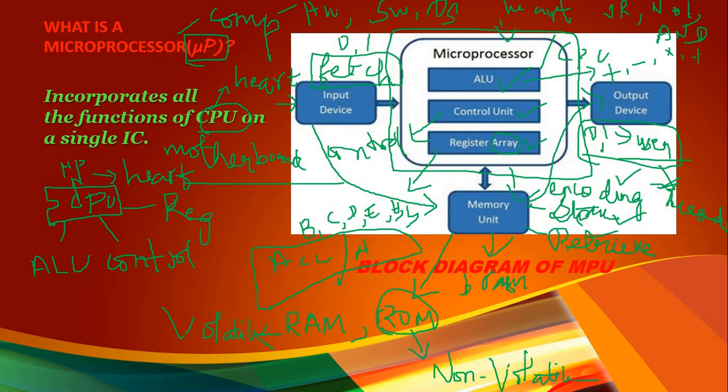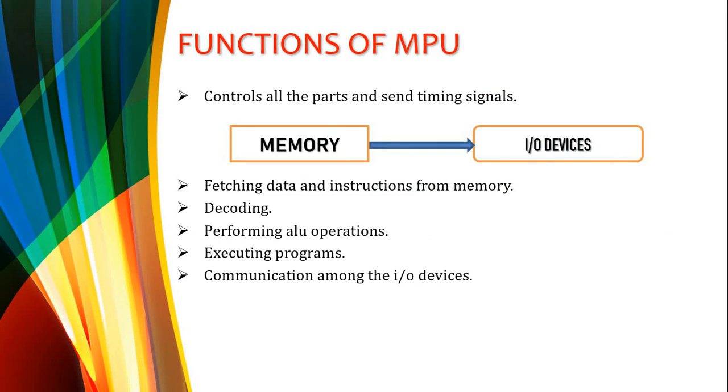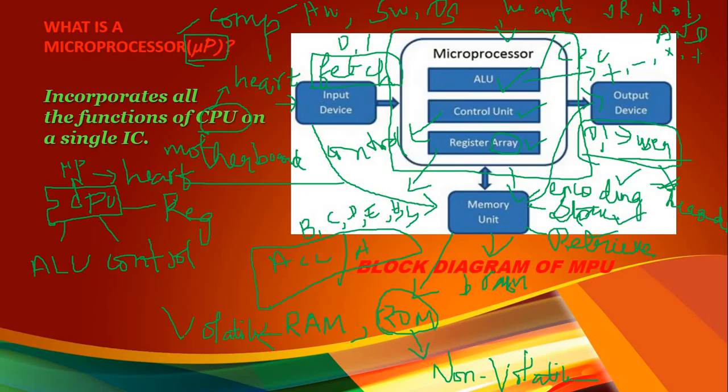This microprocessor can perform multiple tasks in a single IC. It has implemented the task of a central processing unit. This is the basic block diagram of a microprocessor unit. Next are the functions of a microprocessor unit. It controls all the parts of a computer and sends timing signals. Here we are using this only in a computer system, so it controls all the parts.